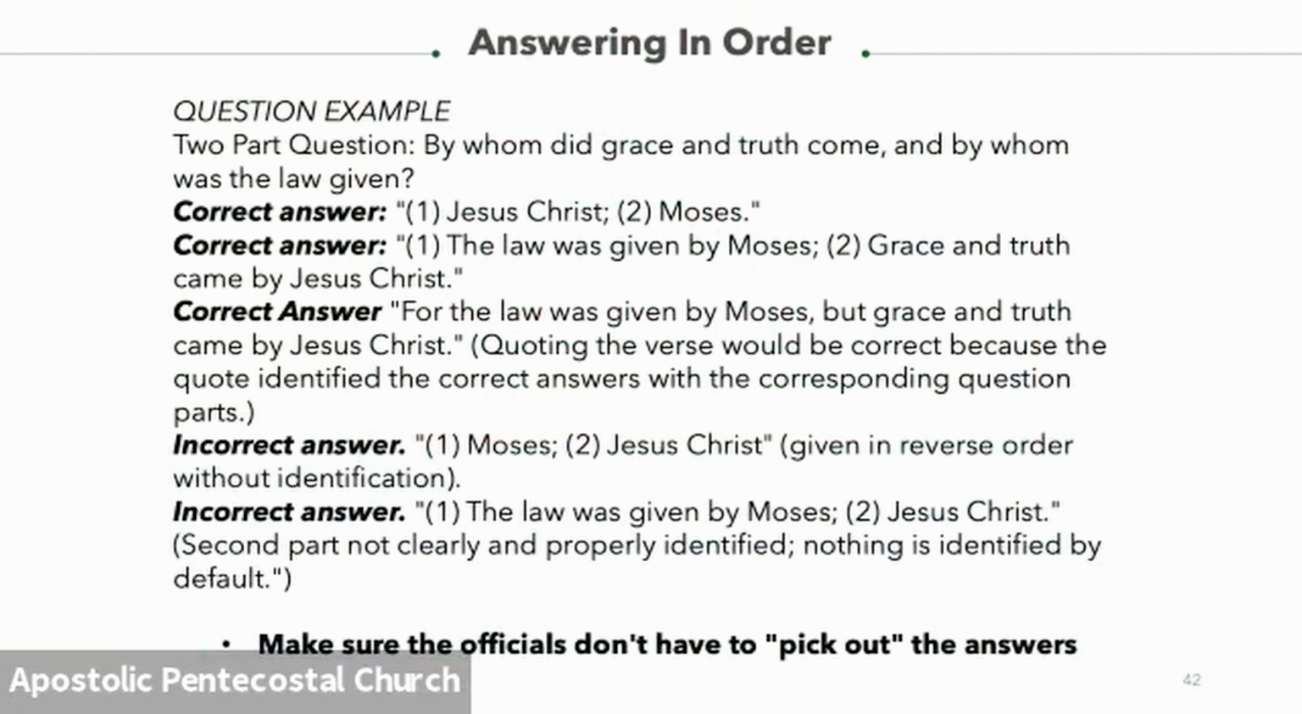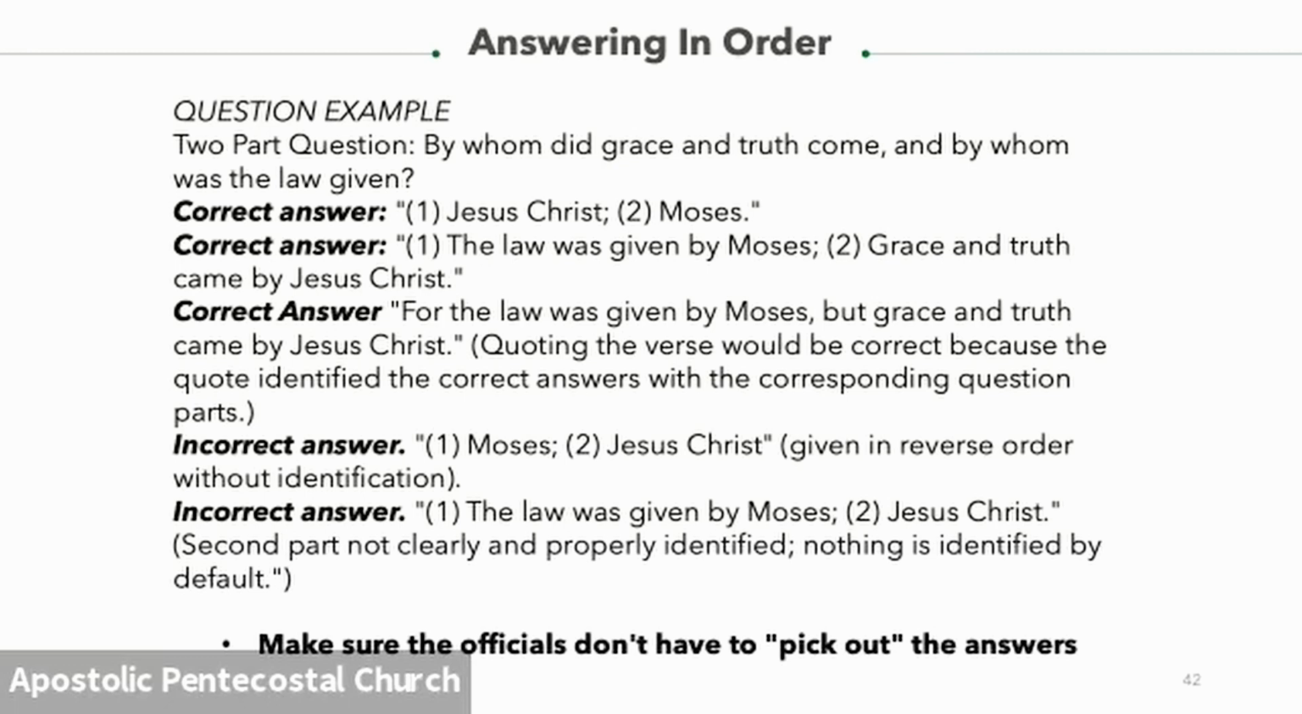The law was given by Moses. Grace and truth came by Jesus Christ. That is not in order, but what is it? It clarifies itself. You're answering the second one clearly. By whom was the law given? The law was given by Moses. The second answer, but it's clear. Is there any subjectivity with that? There's not. It's clear, even though it's out of order. Correct answer. You quote the verse. Quoting the verse would be correct because the quote identified the correct answers with the corresponding question parts.